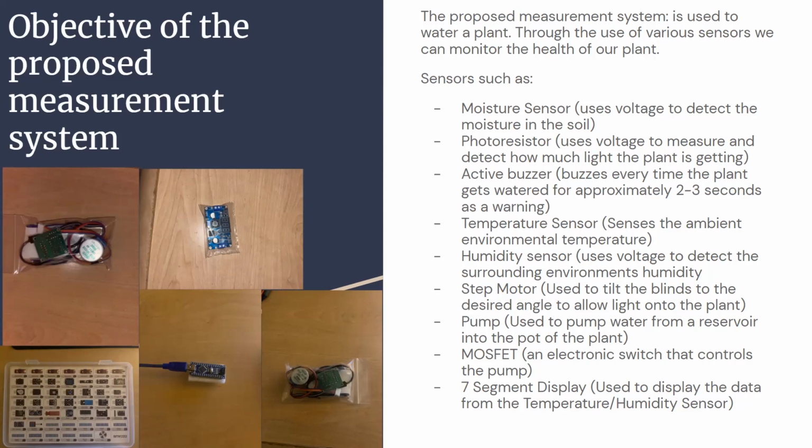A pump, which uses a reservoir to allow water to be pumped into the pot of the plant. A MOSFET, which is an electronic switch that controls the pump. And a 7-segment display, which is used to display the data collected from the temperature and humidity sensor.